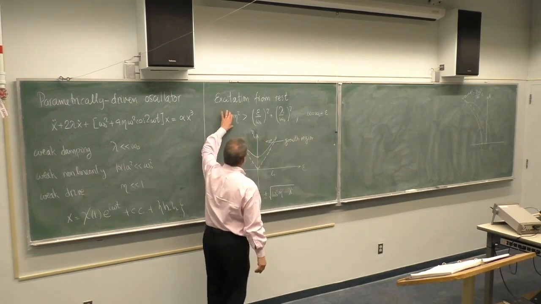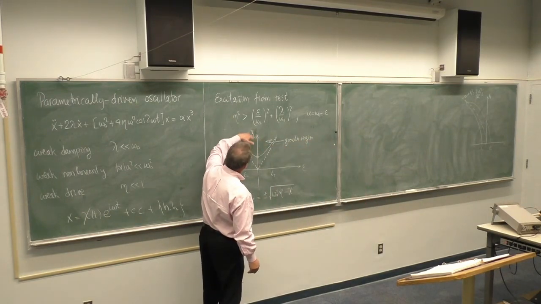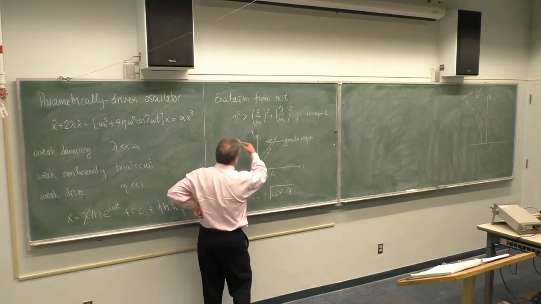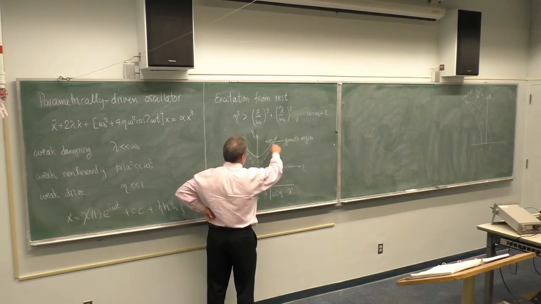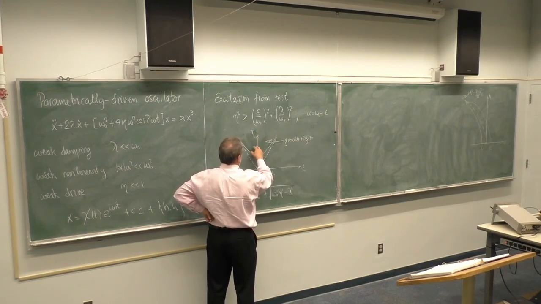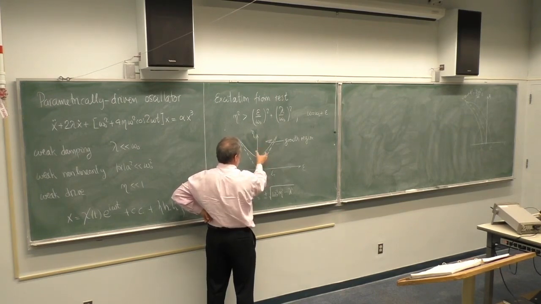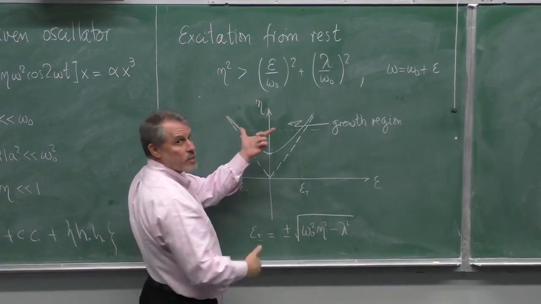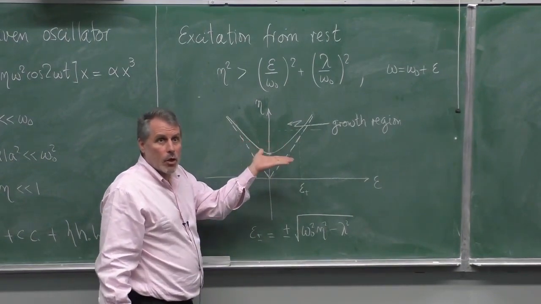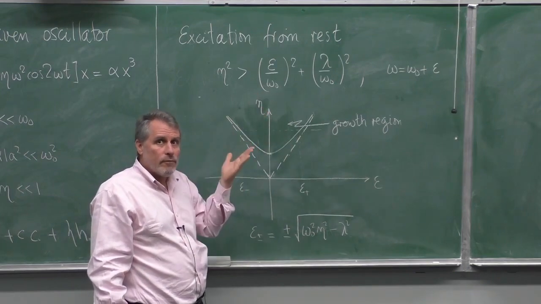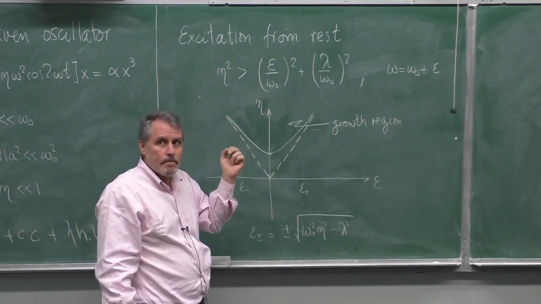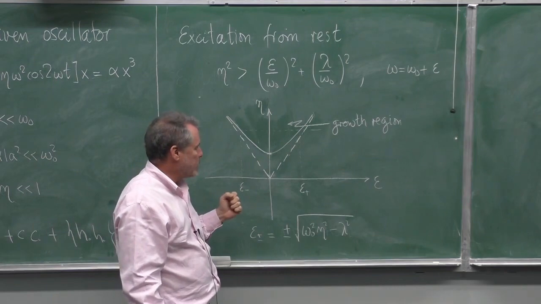The excitation from rest corresponds, in this expression, to the whole region above the hyperbola. For any drive amplitude above the hyperbola and any range of frequencies within that region, there is going to be growth. The amplitude is going to grow from rest to some finite value. Okay? So we derived that yesterday.